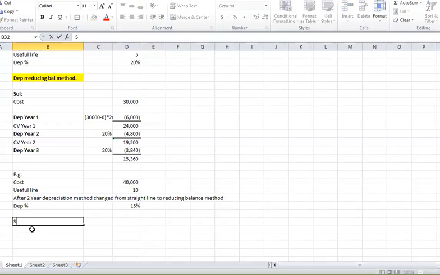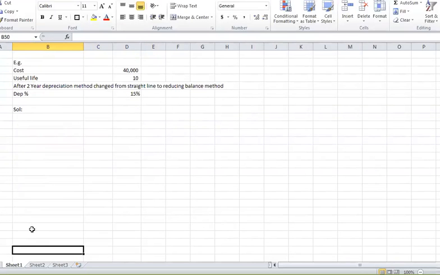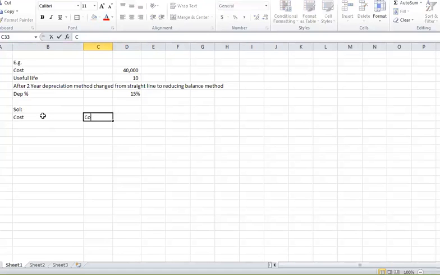Now let's solve this example. There is change in estimate in this example. So students, what is the cost of this asset? Cost of this asset is £40,000. Or we should make columns: cost, accumulated depreciation, and carrying value. Yes, that's better. Okay, so cost of this asset is £40,000.